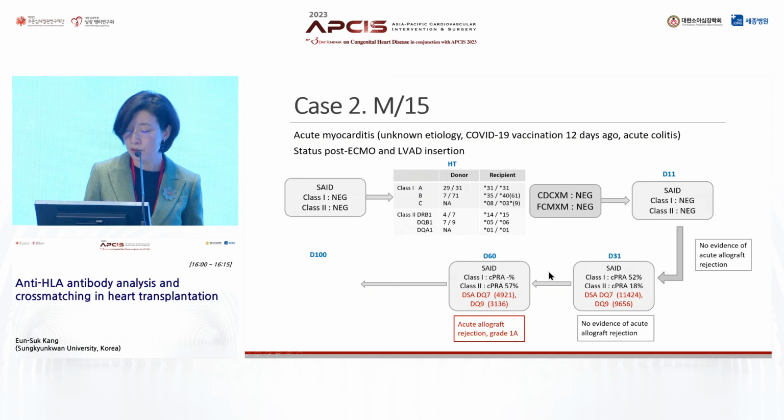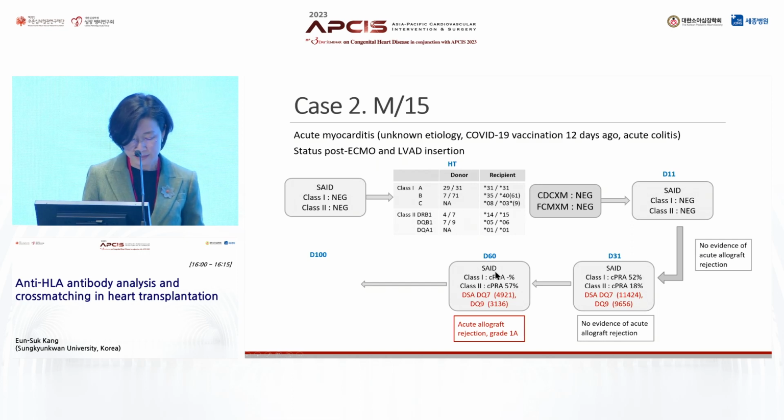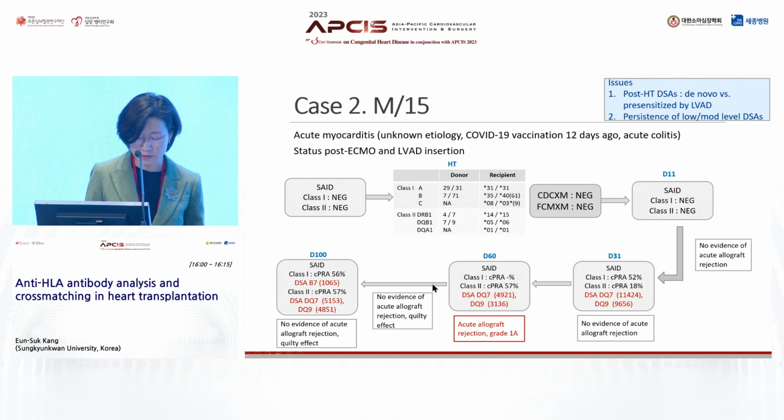These antibodies might be de novo DSAs or DSAs emerging from pre-sensitization by LVAD. On day 60, there was a finding of acute allograft rejection with reduced level of DSAs. But since then, the patient continued to have low to moderate levels of DSA without evidence of rejection up to 106 days. So in this case, we consider 2 issues: the presence of post-transplant DSA after LVAD and the significance of persistently low-level DSA.